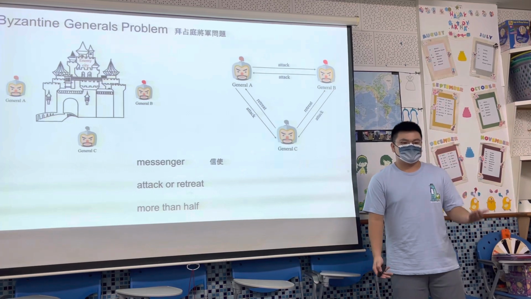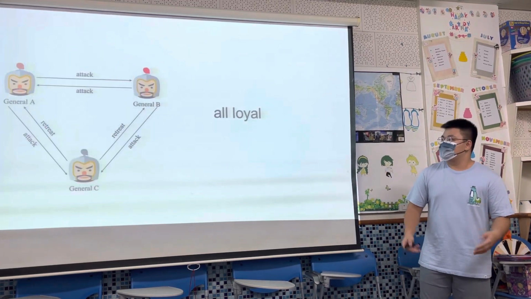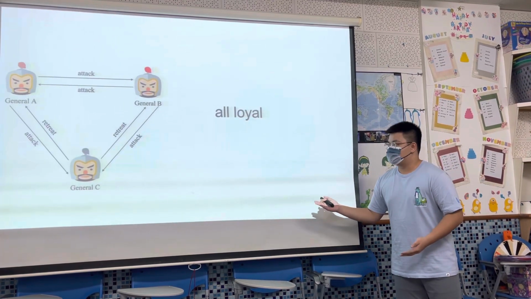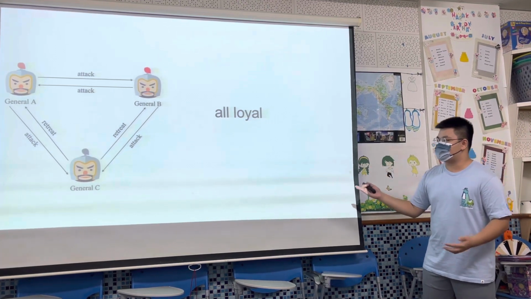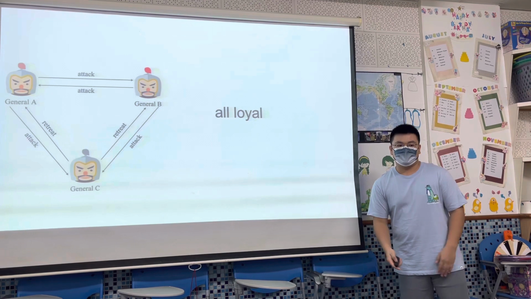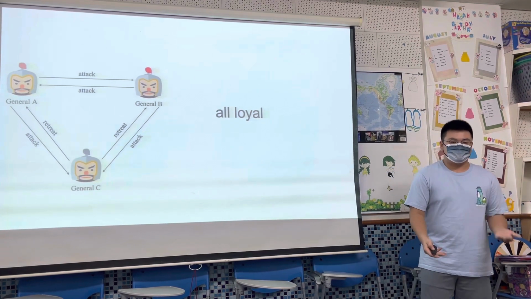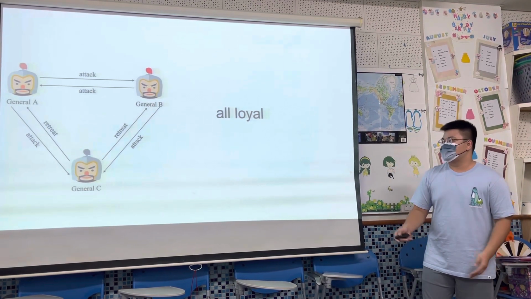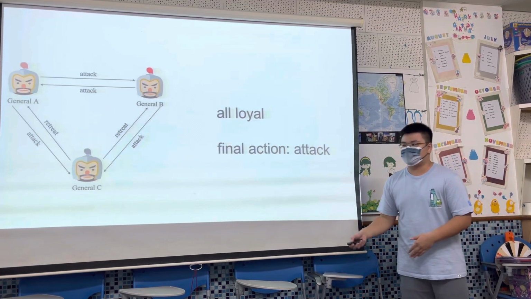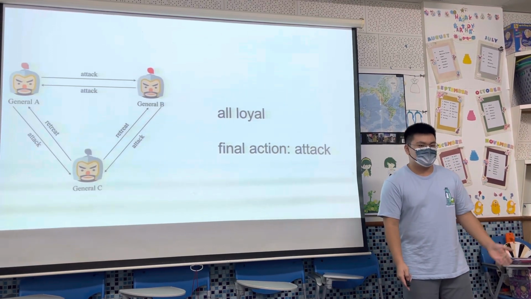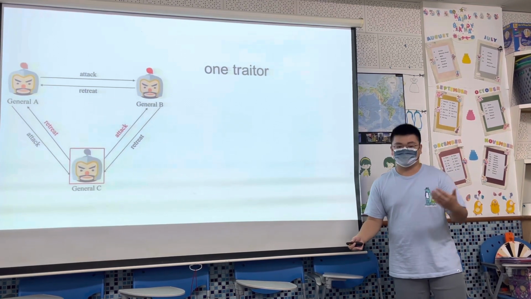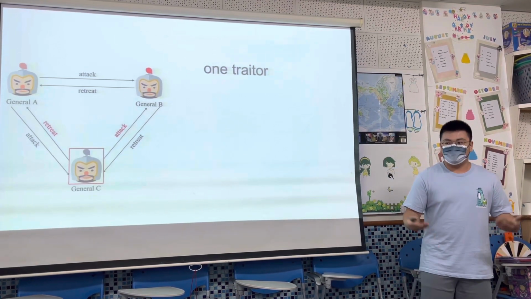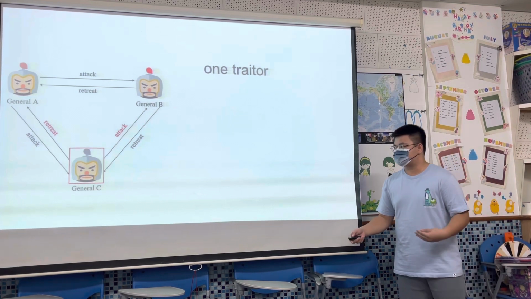Then here comes a situation. All the generals are loyal, and in the picture, we can see General A and General B want to attack the enemy. And due to the above mentioned information, the final action they will take is to attack the enemy. However, what if there is a traitor among them? What will happen? Let's see.